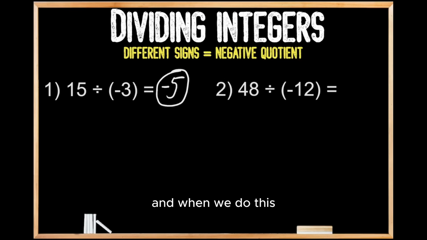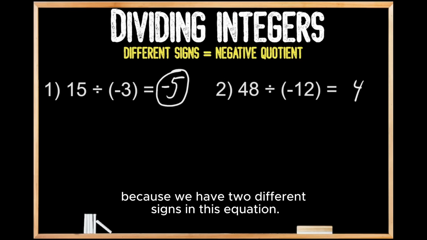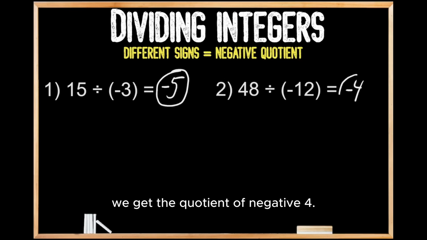And when we do this, we get a quotient of 4, and this 4 is going to be a negative 4 because we have two different signs in this equation. So when we divide 48 by negative 12, we get the quotient of negative 4.